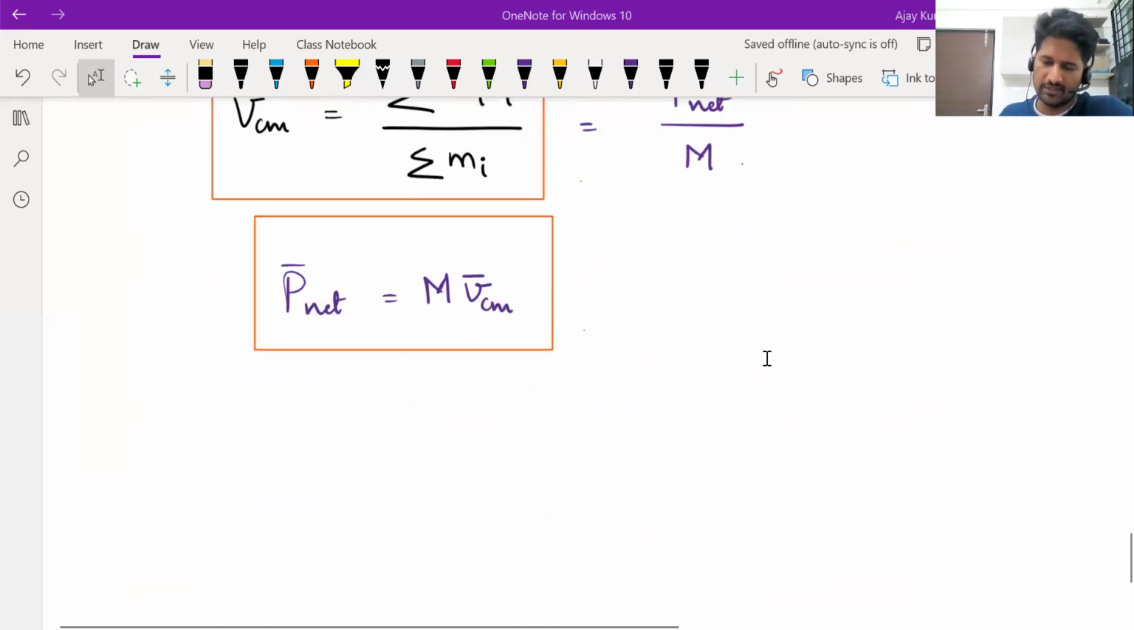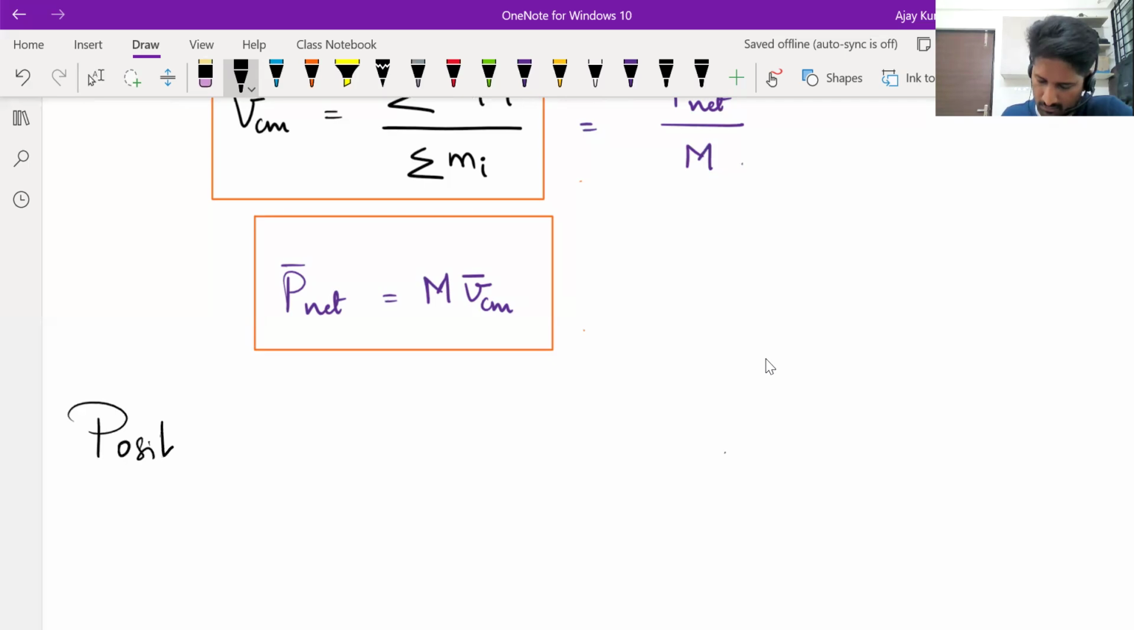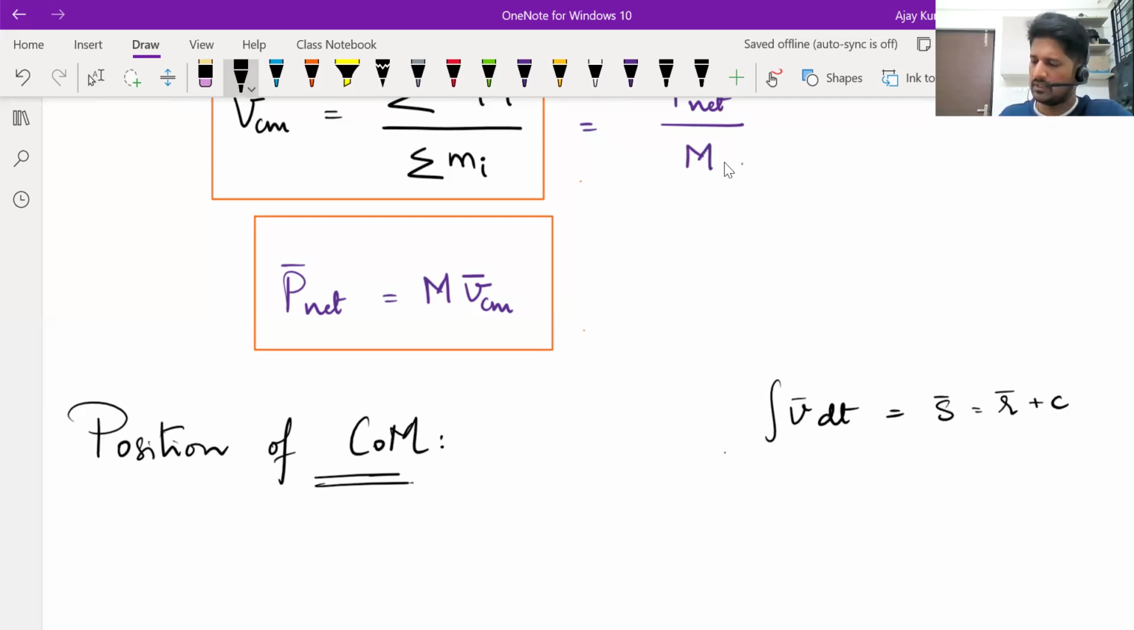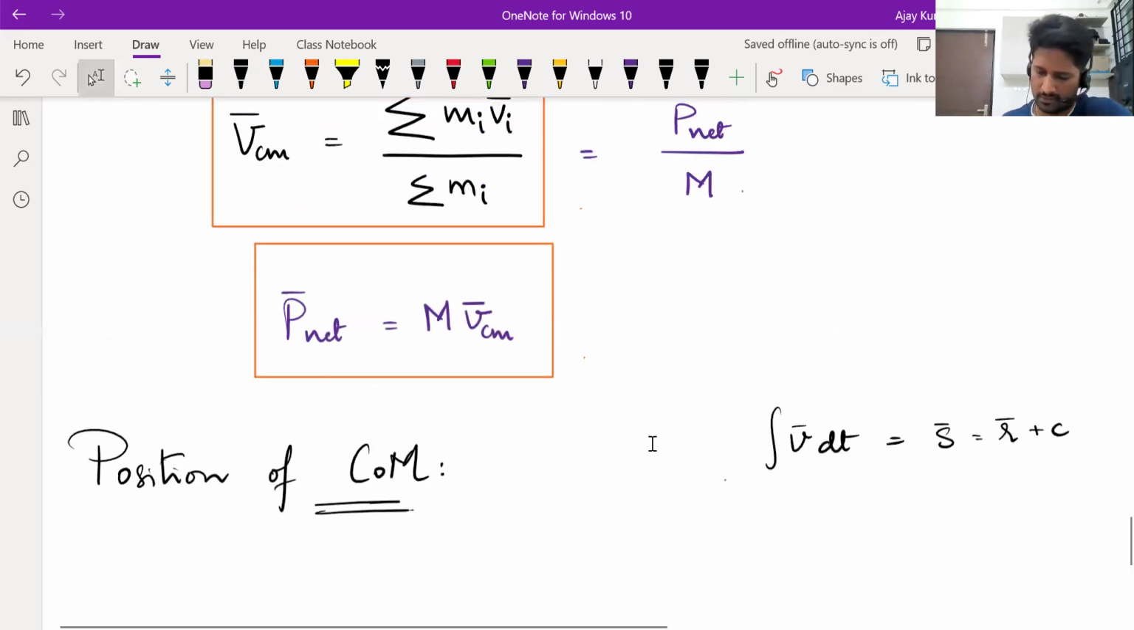Next, if you integrate velocity with respect to time, what do you get? Displacement. Displacement is nothing but change in position. You can write final position minus initial position, or you can write final position plus some constant. We'll do the same with center of mass also.